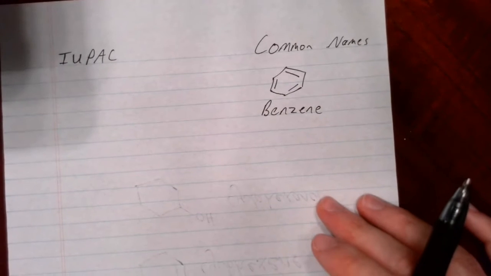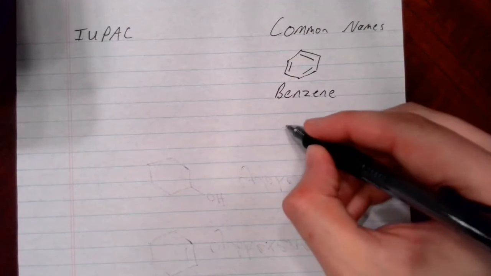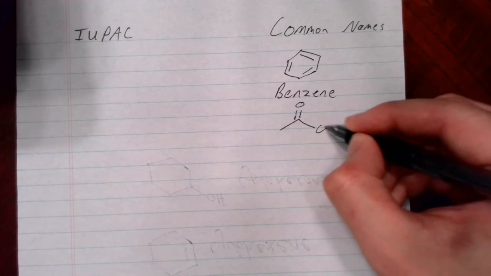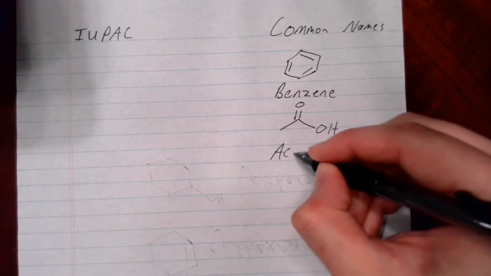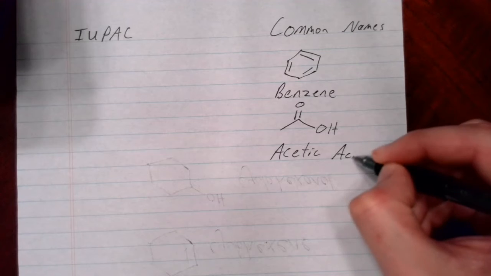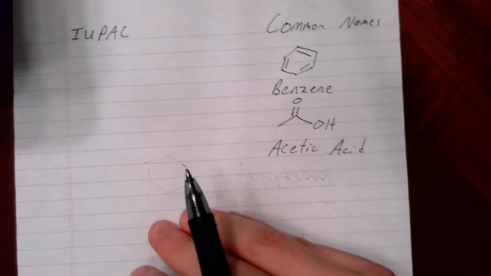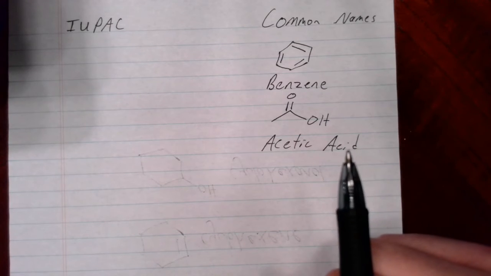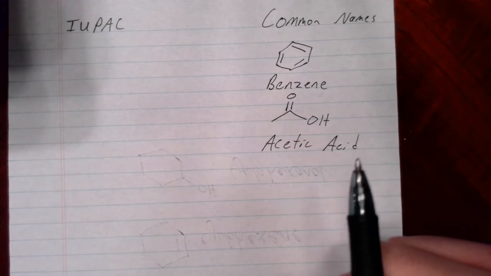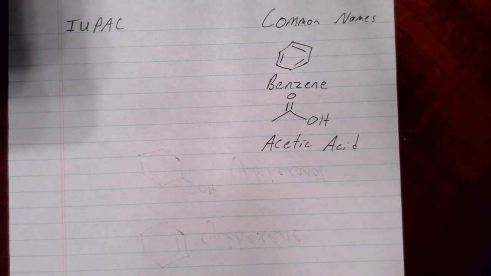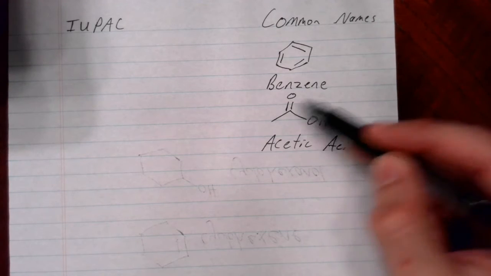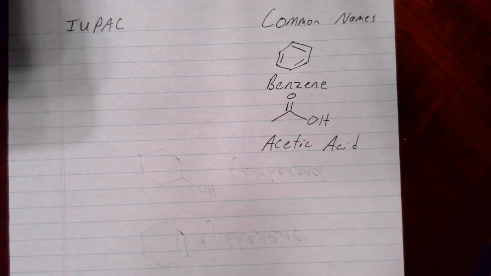Okay? So the next one that we want to look at we call acetic acid. Acetic acid is the molecule that is present in what we know as vinegar. The vinegar you buy at the store, the white distilled vinegar, is a solution of acetic acid. So you see acetic acid here is a carboxylic acid, hence the name.